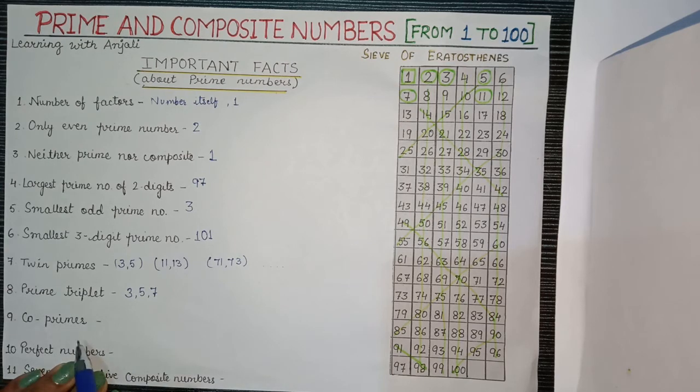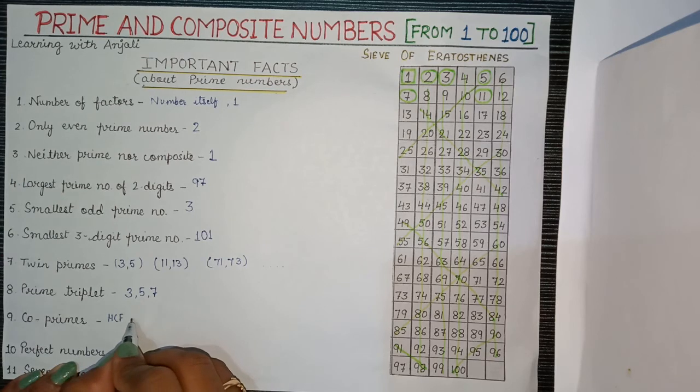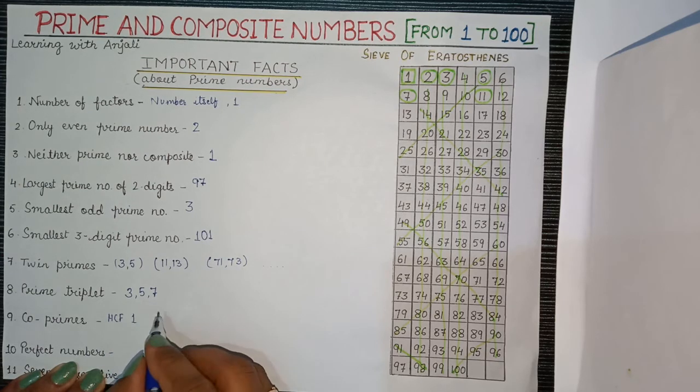Okay, let us talk about the co-primes. What are co-primes? 2 numbers are said to be co-primes if they do not have a common factor other than 1. Any 2 numbers that have no common factor are called co-primes, or we can say numbers whose HCF is 1.